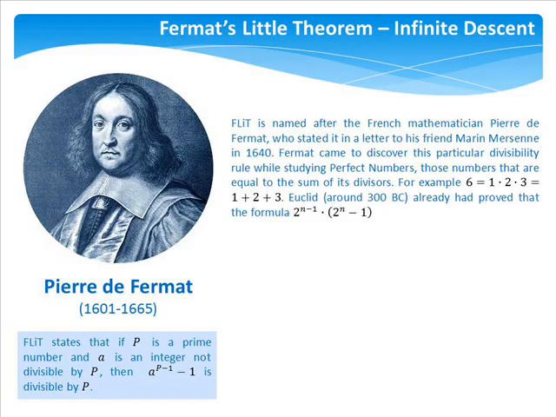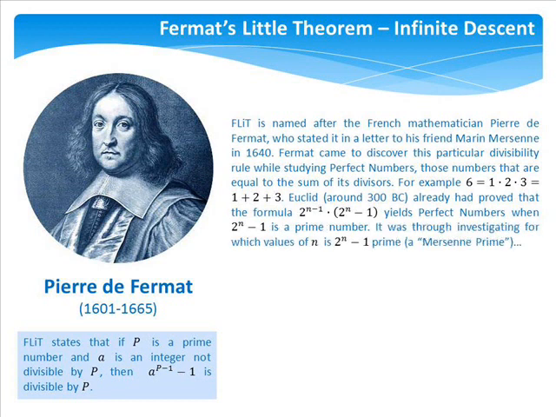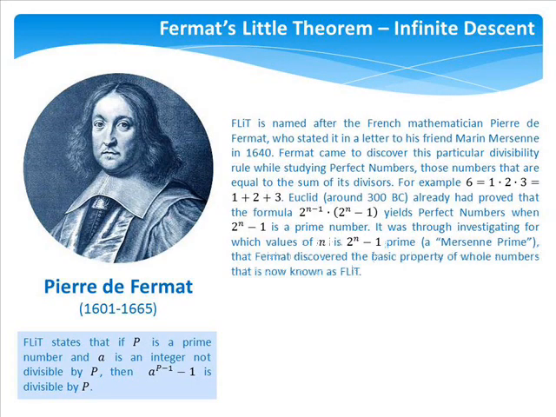Euclid, around 300 BC, already had proved that the formula 2 raised to n minus 1 times 2 raised to n minus 1 yields perfect numbers when 2 raised to n minus 1 is a prime number. It was through investigating for which values of n is 2 raised to n minus 1 prime, a Mersenne prime, that Fermat discovered the basic property of whole numbers that is now known as Fermat's little theorem. As usual, Fermat declined to offer a written proof of his theorem.